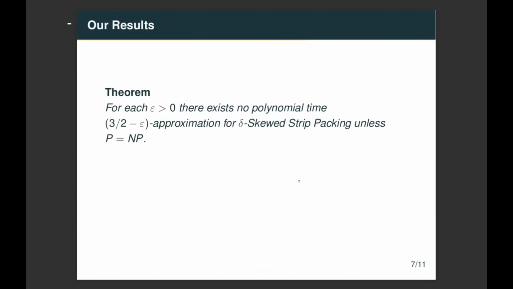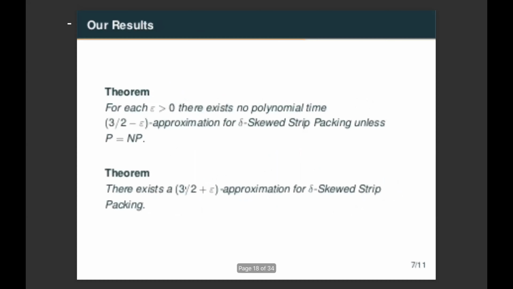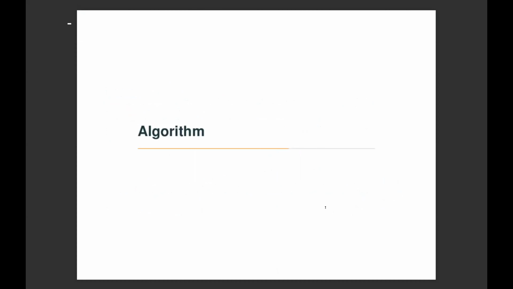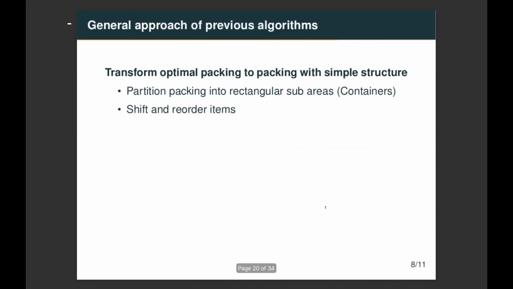In this paper, we showed that this delta skewed strip packing is 3/2 minus epsilon APX-hard. Then we presented a 3/2 plus epsilon approximation algorithm for this problem. So together with the hardness, we have an almost tight result. In the rest of the talk, I will explain some parts of the algorithm.